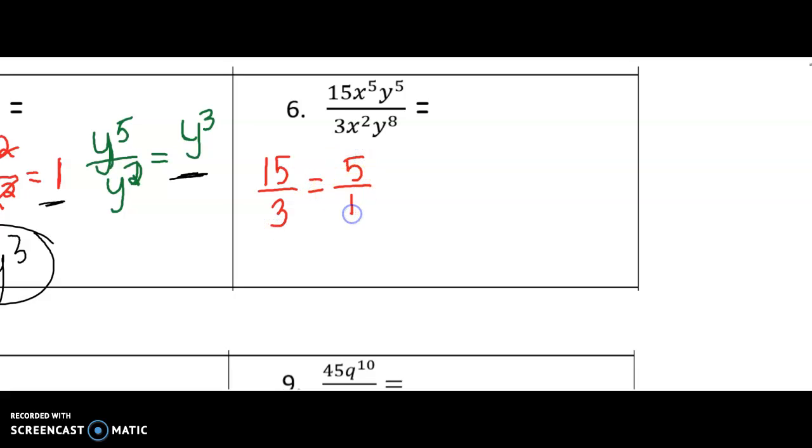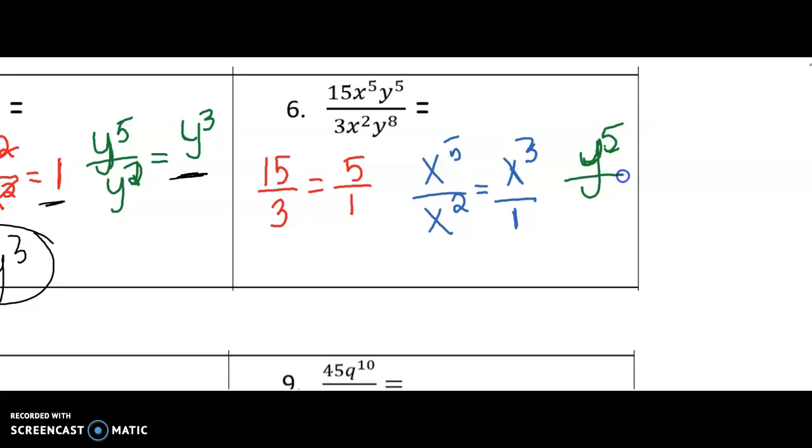Notice that I'm always keeping it as a fraction because later, if the fraction is different, it's going to make a huge difference in how we write our answer. x to the 5th over x to the 2nd. Here, x to the 3rd wins. There we go. There's a 1 underneath. Then we're going to do y to the 5th over y to the 8th.